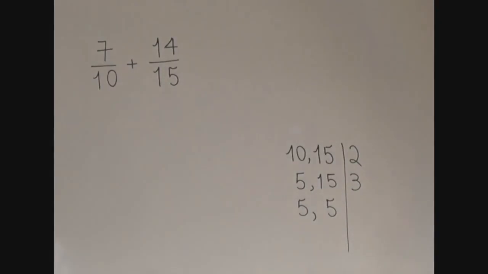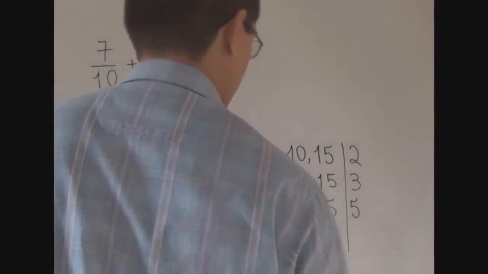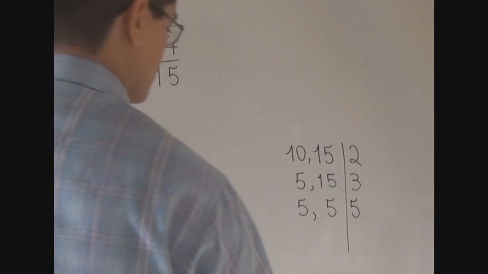Moving on. Now we have the numbers 5 and 5. They are not divisible by 2. They are not divisible by 3. 5 is a prime number. It has only two natural divisors, 1 and 5 itself. So in order to continue the simultaneous factorization, we write 5 in the right column.